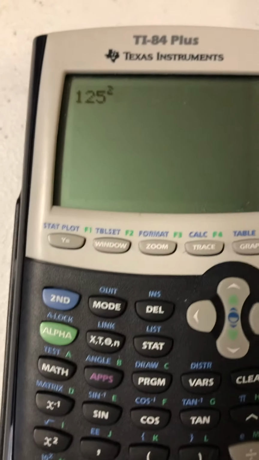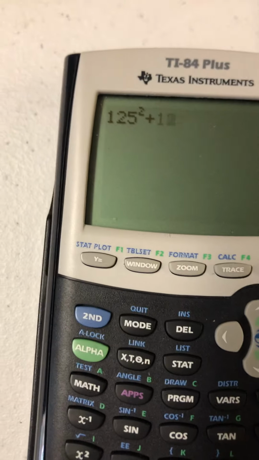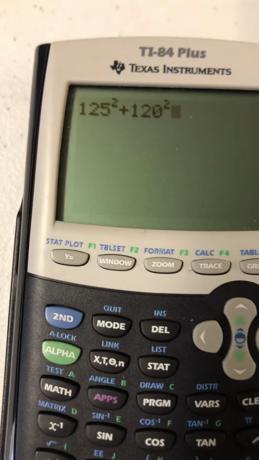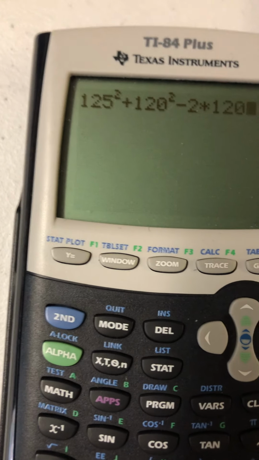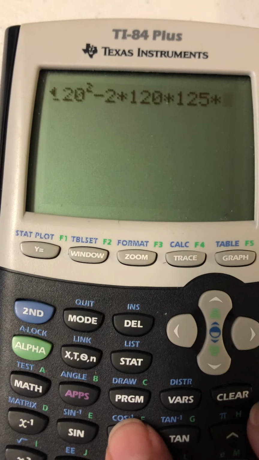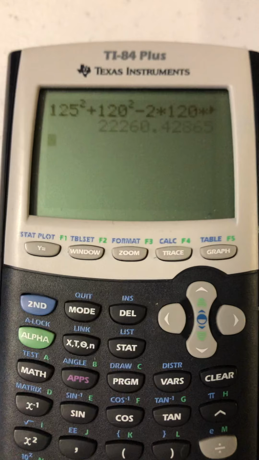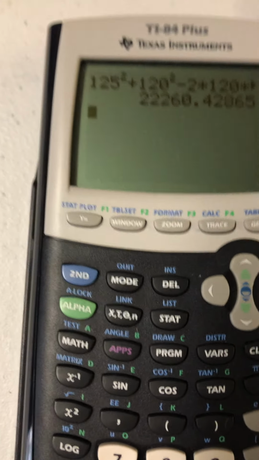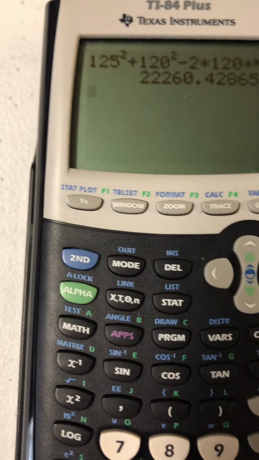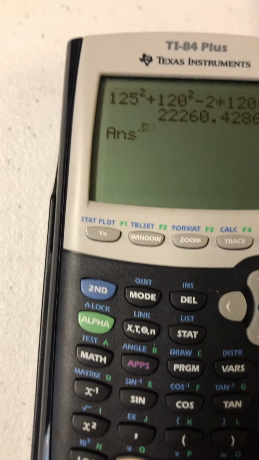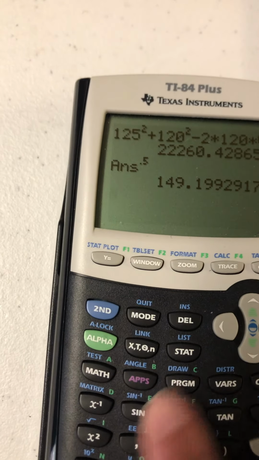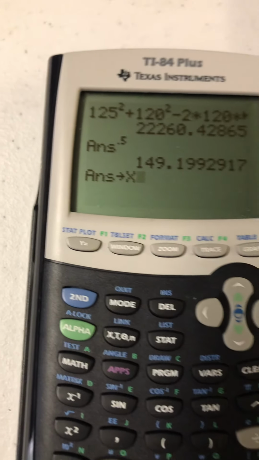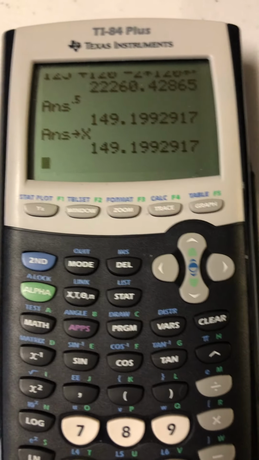125 squared plus 120 squared minus 2 times 120 times 125 times the cosine of 75. So there's this big number, right? 22,260 point blah, blah, blah. I took the square root, which is the same as raising to the half. And what I would recommend, again, is to store that into your x. So your x is now that final answer.